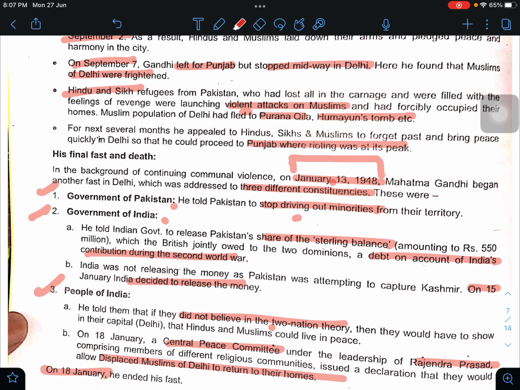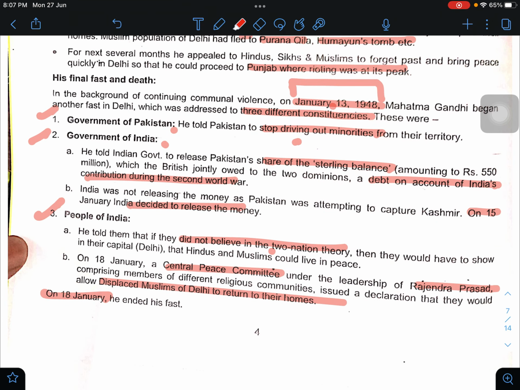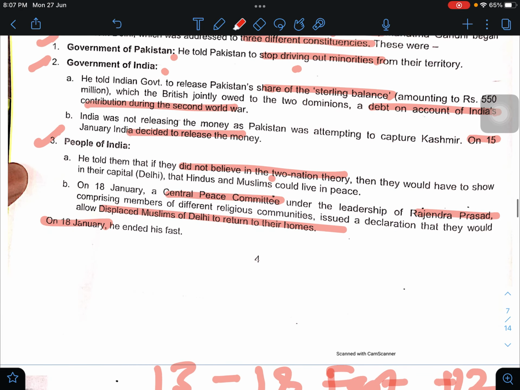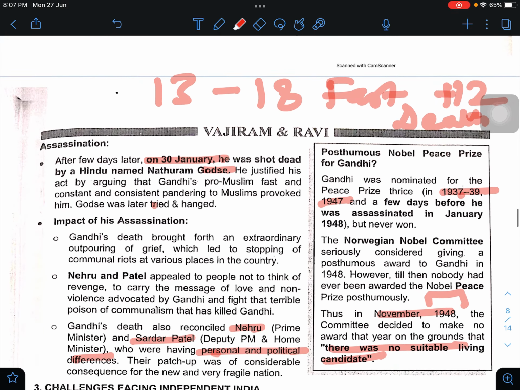Again, the fast. He told Pakistan to stop driving out minorities. He told India to release the share of the sterling balance. He told Indians not to believe in the two-nation theory. And the fast was stopped on 18 January. He was assassinated 12 days later, on 30 January, by Godse.